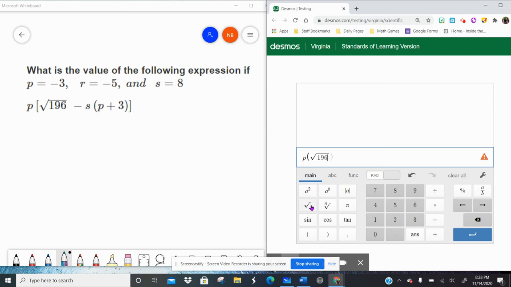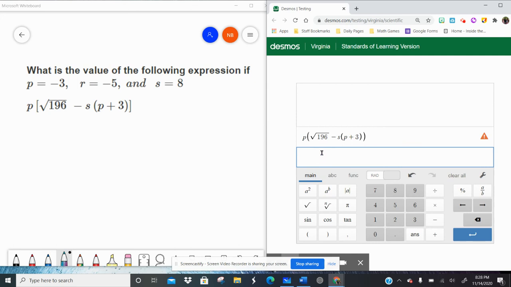Square root of 196. I have to take my little cursor out of the square root, but not out of the parentheses. Here we go. Minus S, parentheses, P plus 3. I'm going to close the little parentheses and then see the big one's kind of closed also. So we want to make sure we're not using the bracket, but you are using those parentheses. So I have P times the square root of 196 minus S times P plus 3.